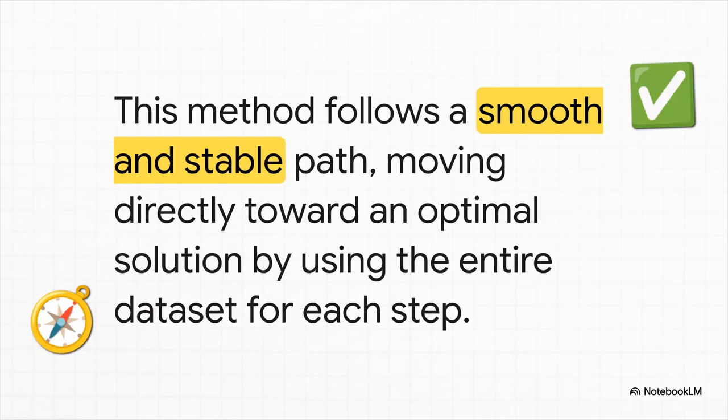Let's start with batch gradient descent. This is our super careful, meticulous hiker. Before taking a single step, this hiker looks at every single piece of data it has to calculate the absolute perfect, most accurate direction downhill. The result, as you can see, is a very smooth, very direct, and confident path straight to the bottom.